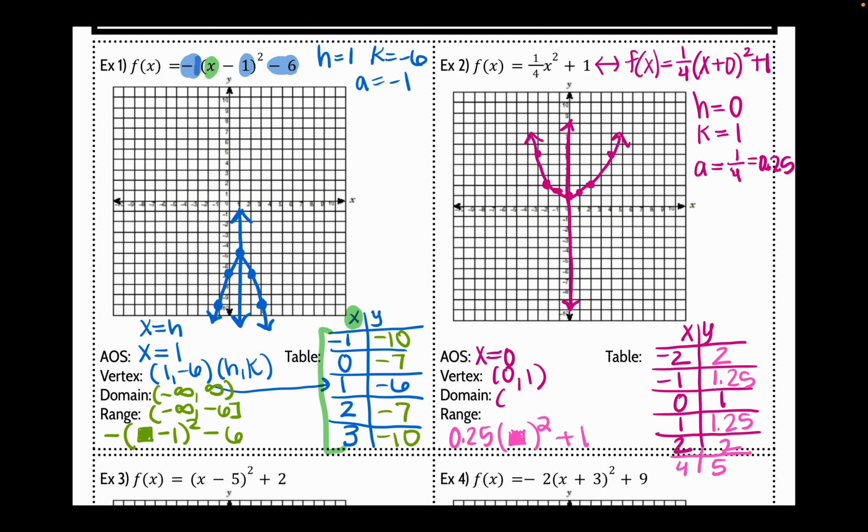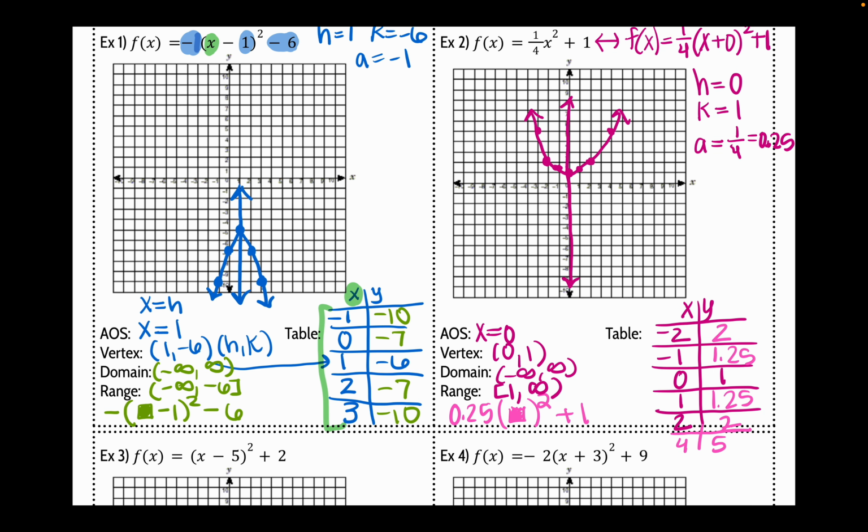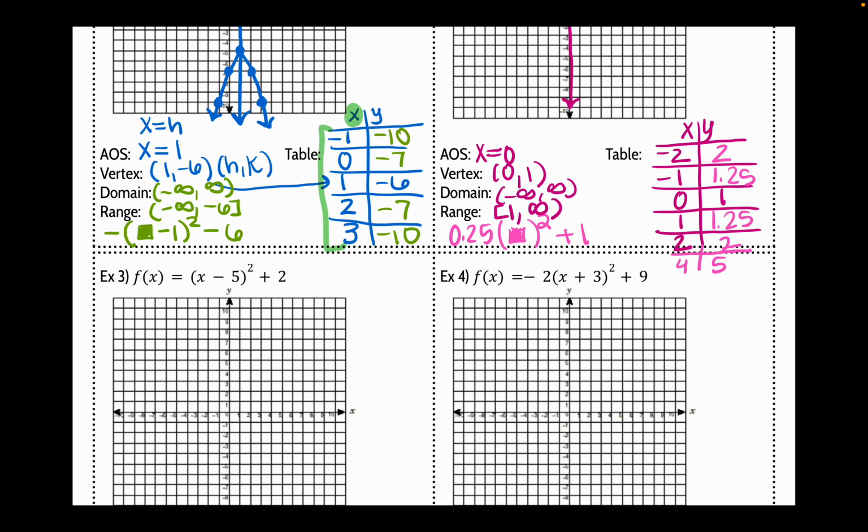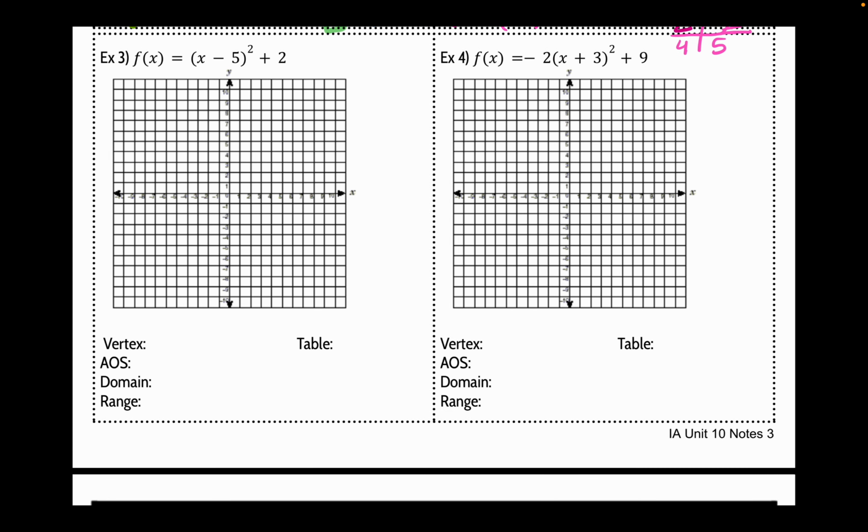Okay, our domain is negative infinity to infinity. Our range, well, if we look, we're starting at 1, and then we're going up. So it's going from 1 to infinity.